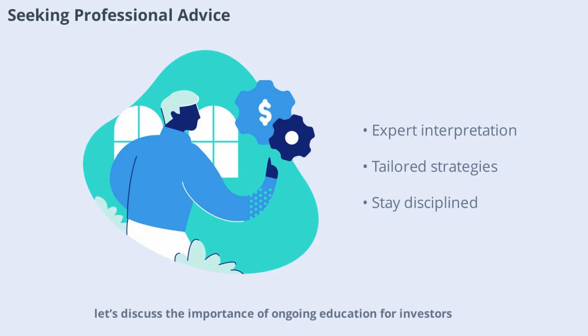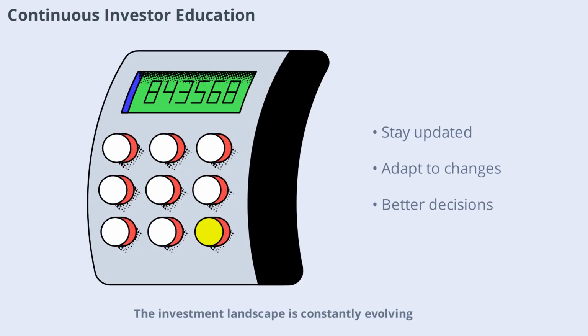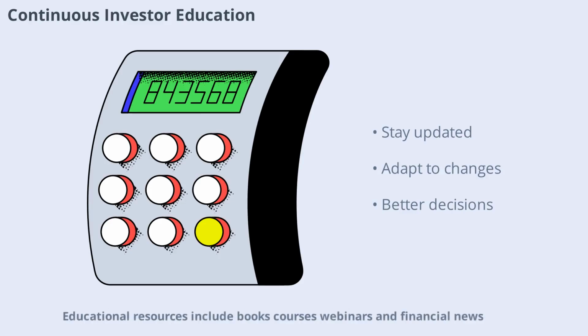Next, let's discuss the importance of ongoing education for investors. The investment landscape is constantly evolving. Ongoing education helps investors stay updated on new economic indicators, market trends, and investment products. By learning continuously, investors can adapt to changes and make better decisions. Educational resources include books, courses, webinars, and financial news.